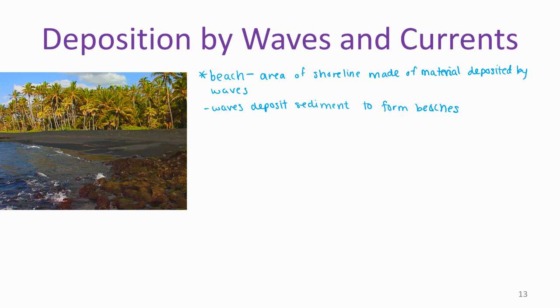In this picture, we can see a Hawaiian beach, and you can see that it has black sand. Some beaches in Hawaii are made of black sand from volcanic rock. And they get that because they're getting the sediment that's coming in from the streams.